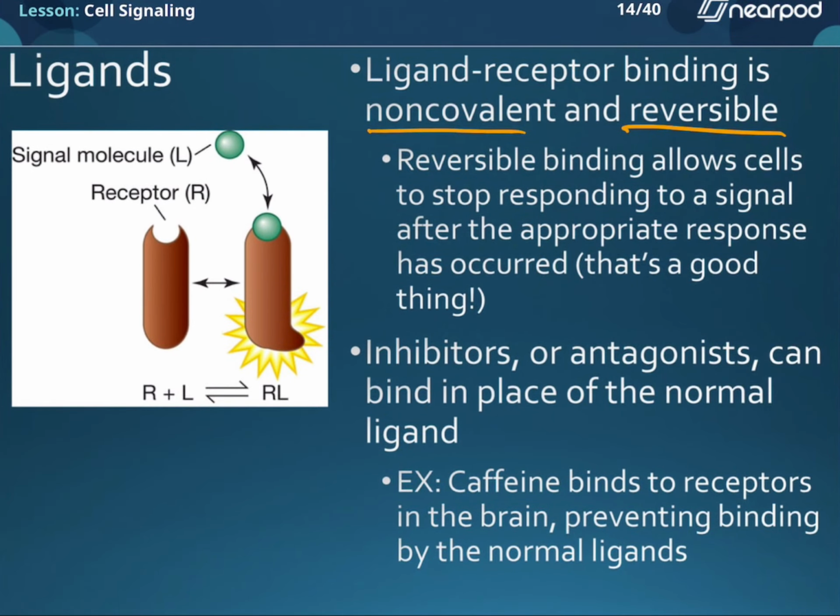So inhibitors or antagonists can bind in place of the normal ligand. So caffeine, for example, binds to the receptors in the brain, preventing the binding by the normal ligands that would make you sense that you're tired, right? So caffeine is going to prevent your brain from sensing or receiving the signal that it's actually tired.